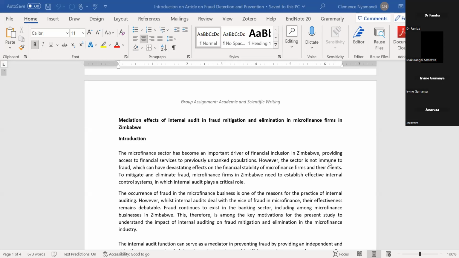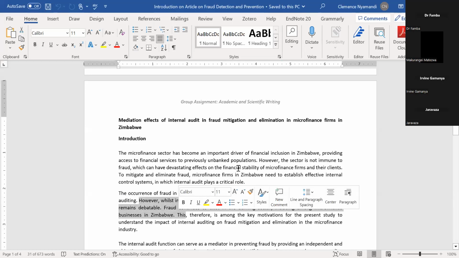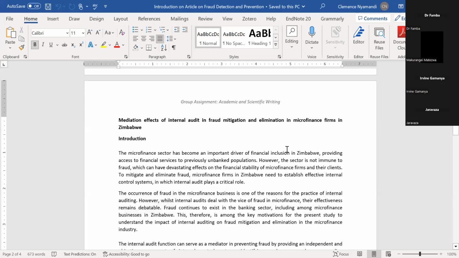Right. So we also had an issue on this second part here. You are seeing where I'm putting my cursor, where there is a however there. I think there was a very valid point that the first part, the microfinance sector has become an important driver of financial inclusion in Zimbabwe. We need to support that, providing access to financial services to previously unbanked population, right? What are the statistics, and what is the source of that?